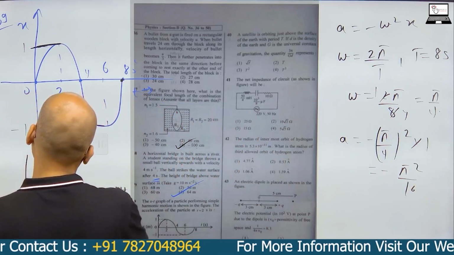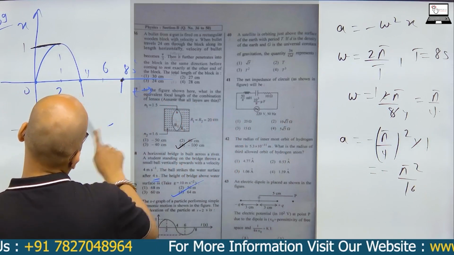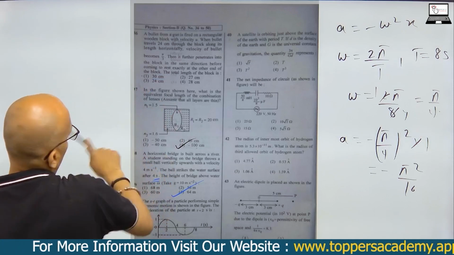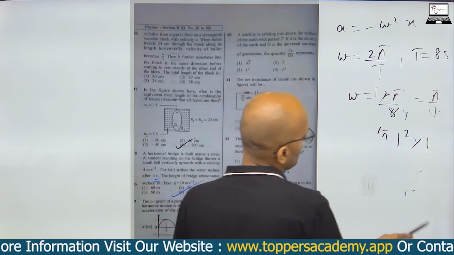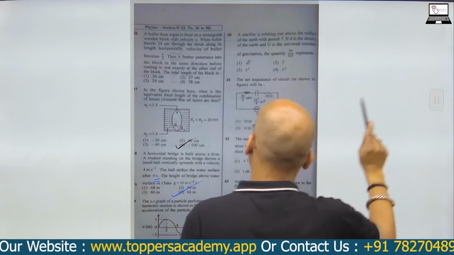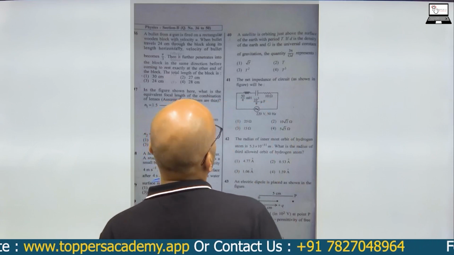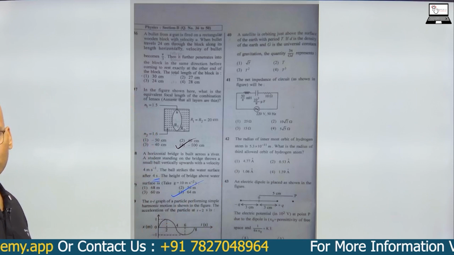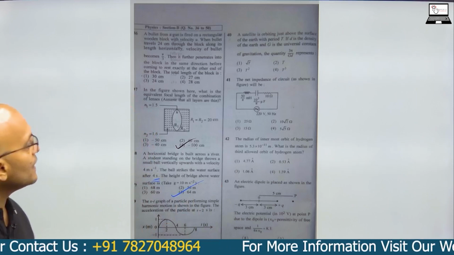Not even a single question which I could say was conceptual. Till now we are on the 40th question. 10 questions are left, but no such question. Very easy. Okay. A satellite is orbiting just above the surface of Earth with the time period of capital T.